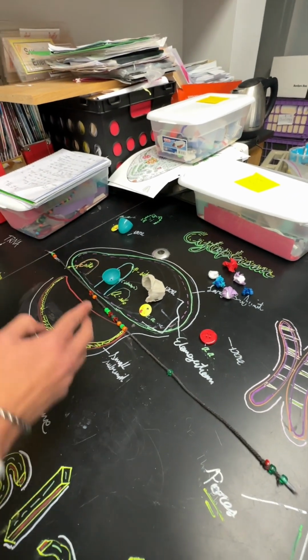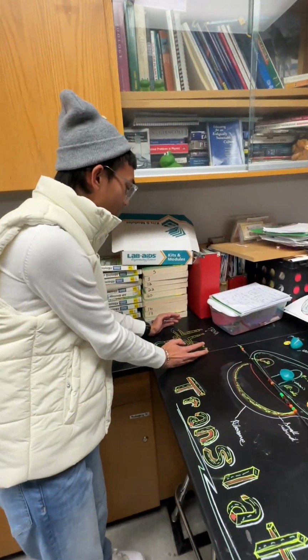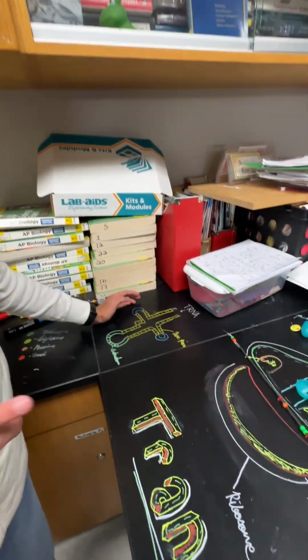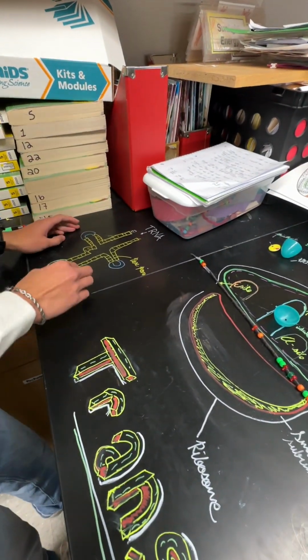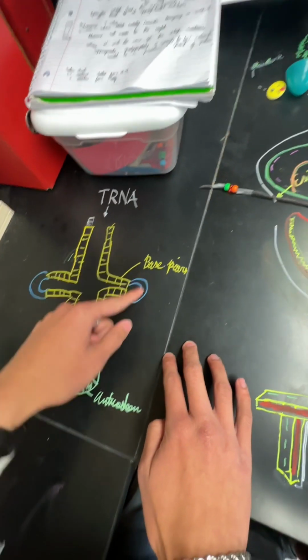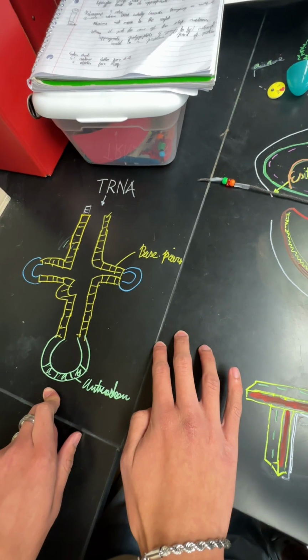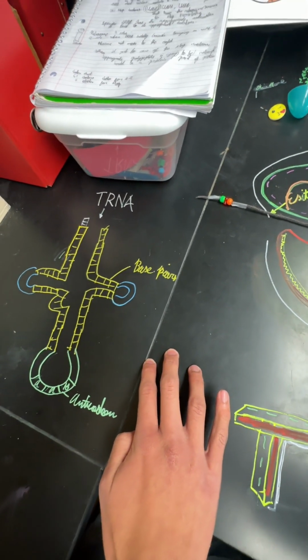And then I'm gonna show you the tRNA. So this is the two-dimensional tRNA. I drew it for you guys because I care for you guys. Over here we have the tRNA, we got the base pairs, and then we have the anticodons. So you must be wondering, what is an anticodon? I wonder what it is.